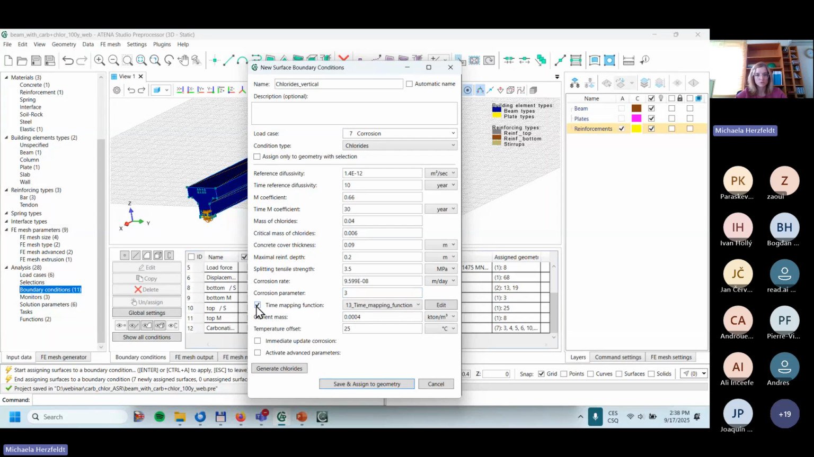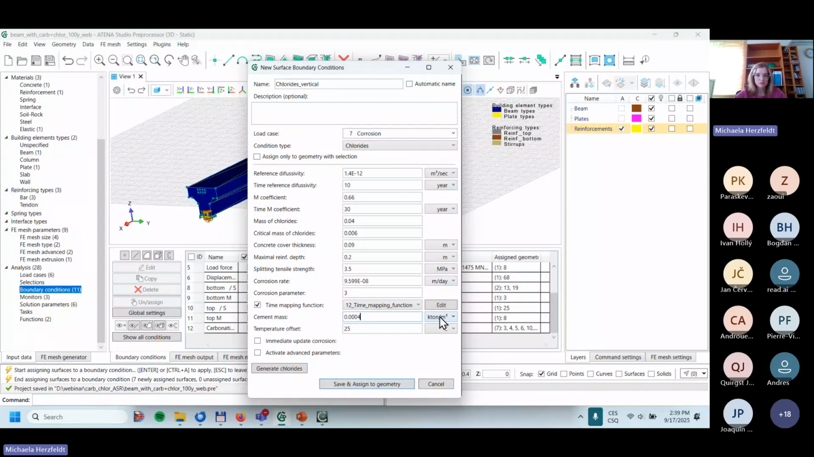Corrosion parameter we can keep as it is. That is pitting corrosion, uniform corrosion, depends. And here automatically it will give you another time mapping function that you can use as a different one. But we already defined this time mapping function 12 for the carbonation, and we want to use it the same way because we will apply both boundary conditions at the same time. But of course, you can have different time mapping functions in case you are using this exposure time for different time periods after different loading history.